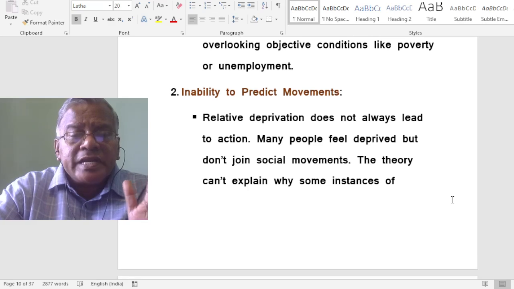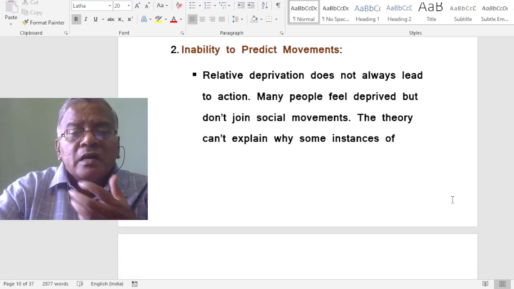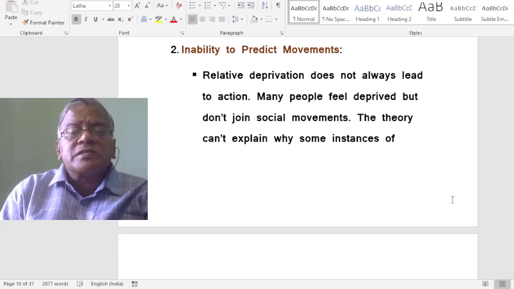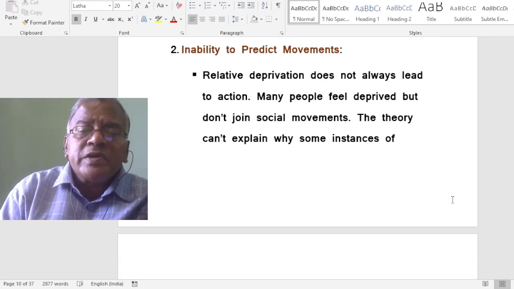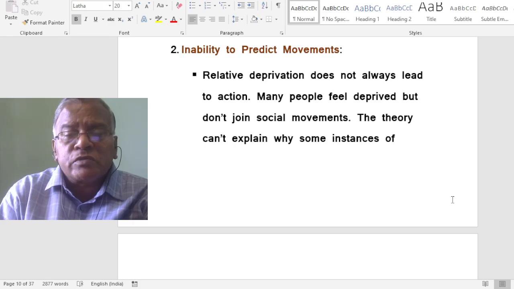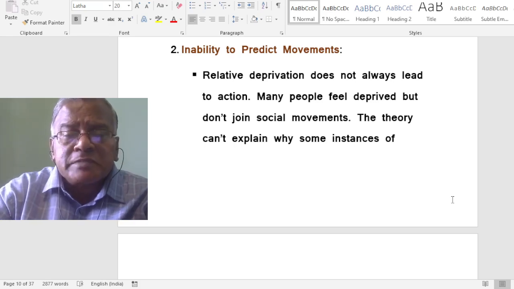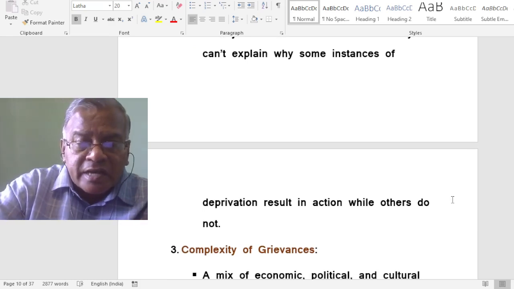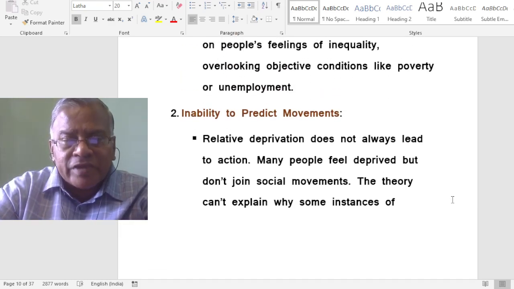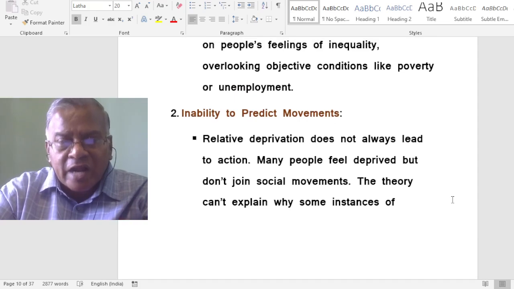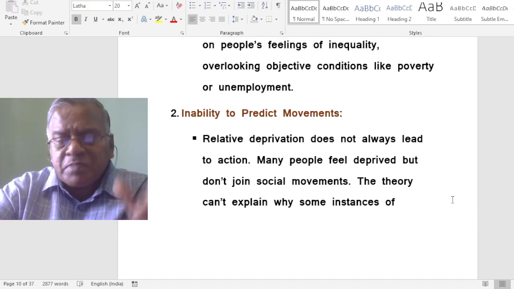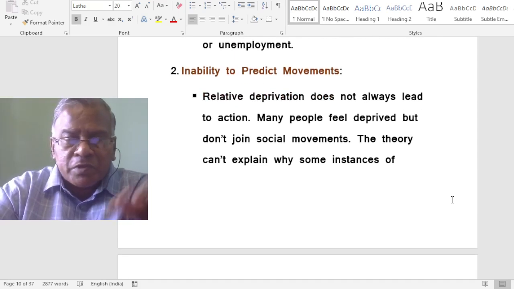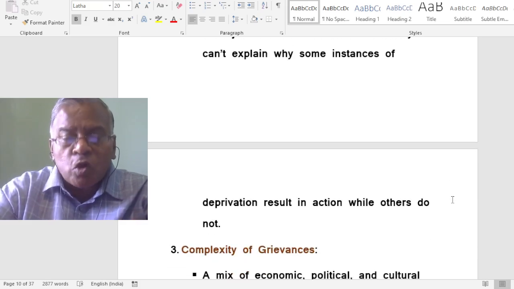Second criticism, inability to predict movements. Relative deprivation does not always lead to action. Many people feel deprived but don't join social movements. The theory can't explain why some instances of deprivation result in action while others do not. So we are unable to predict movements. It happens spontaneously, when people join together for a particular cause.